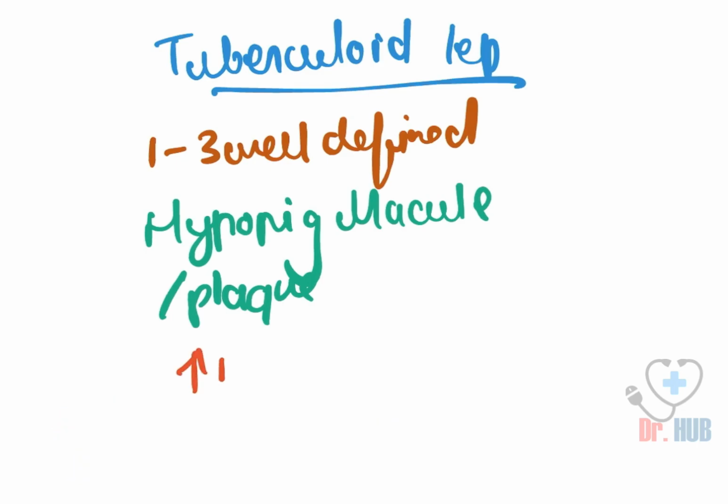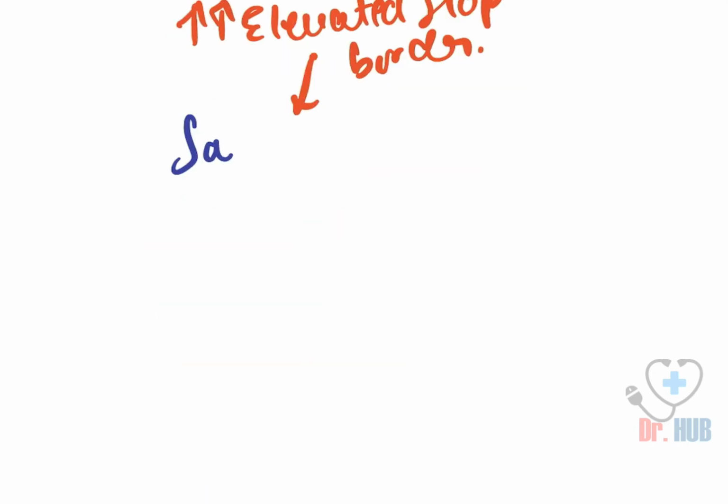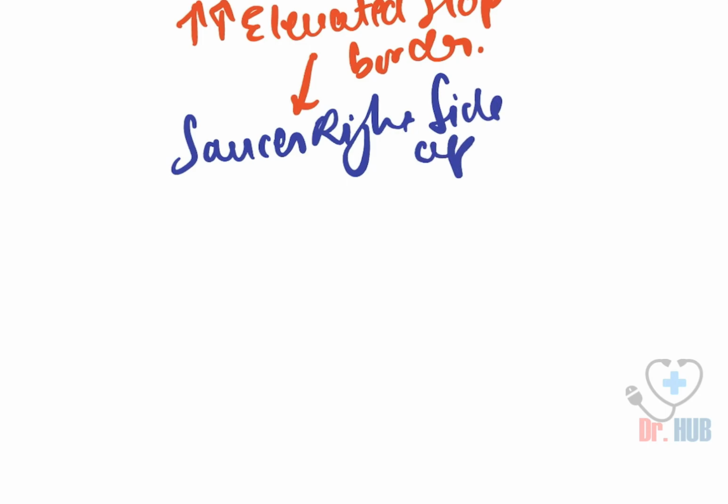They have an elevated sloping border. And this is nothing but a saucer right side up lesion. It is a saucer right side up lesion, and it has an asymmetric distribution.